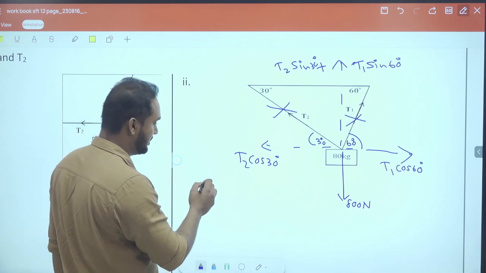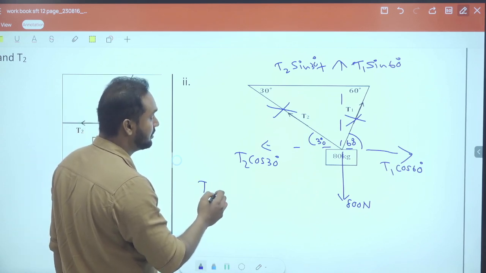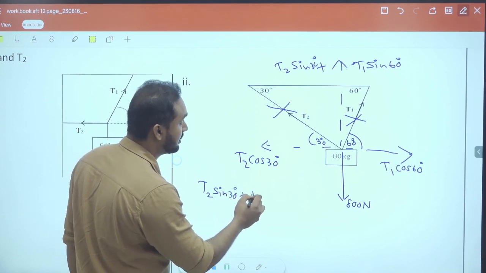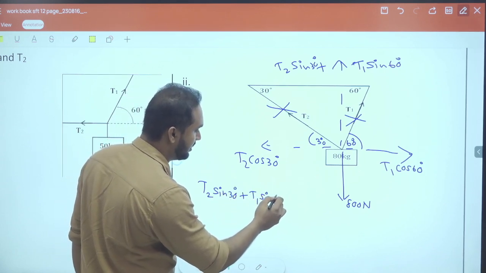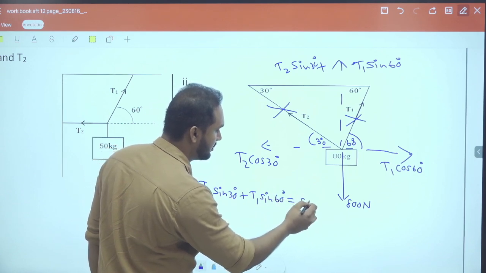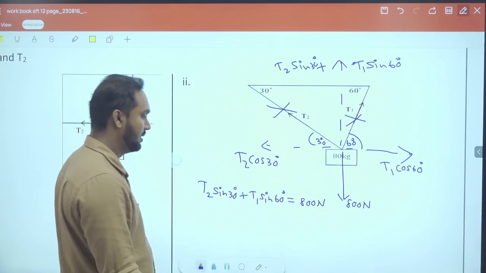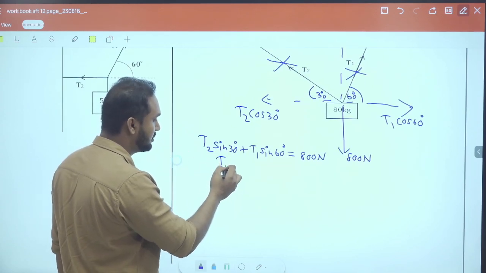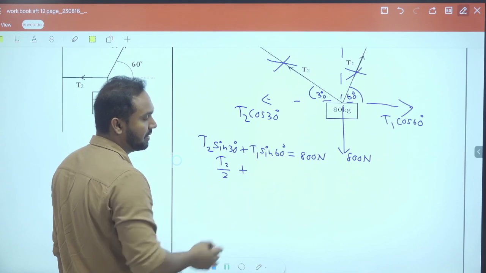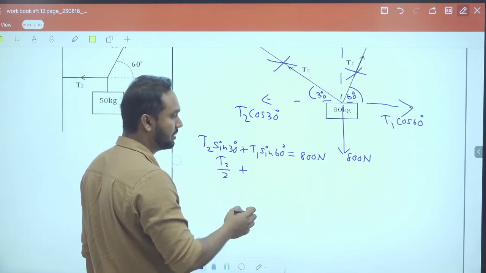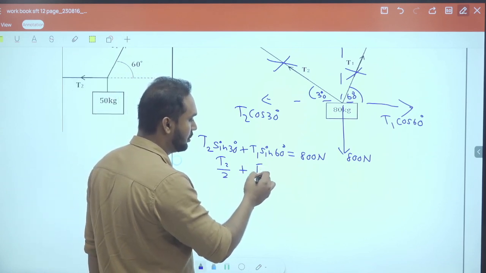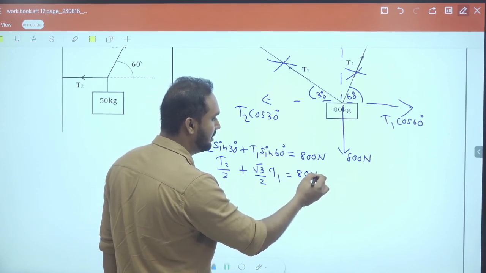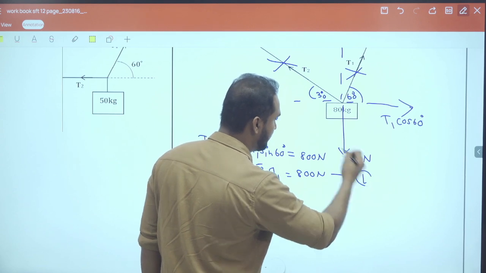So tell me the upward forces. T2 sin 30 plus T1 sin 60 should equal 800 newtons. If I simplify it into values, sin 30 is half, right? So T2 over 2 plus sin 60 is root 3 over 2, so root 3 over 2 T1, equals 800 newtons. That is the first equation we found.